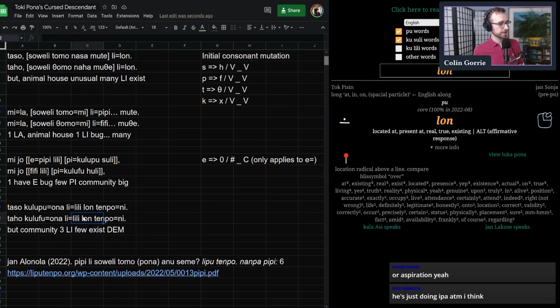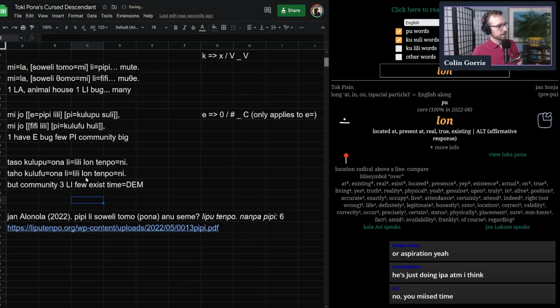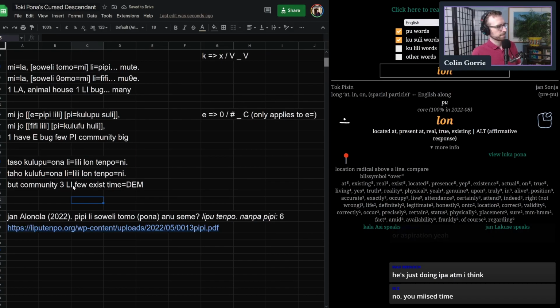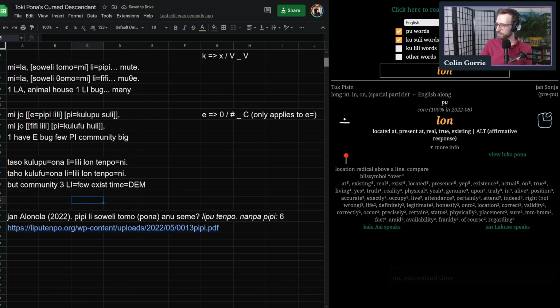Sorry, that's lon. Lon is exist. Tempo ni is time demonstrative. I'm missing something. But their communities, few exist time. Yeah, I'm having trouble parsing this. Chat, help me out. Oh yeah, regarding the romanization, I'm just using IPA for now. We can make a nice romanization afterwards. Yeah, I missed tempo ni here, so that's one thing.